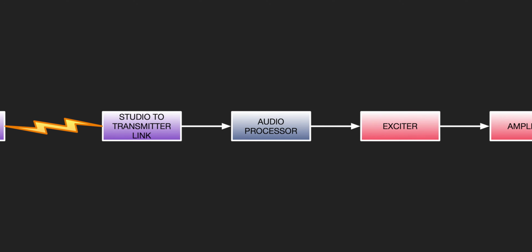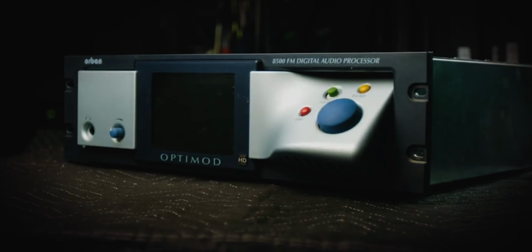Now, once the audio is at the transmitter site, we've got to do something with it. So we've got to get that audio ready to be broadcast. We feed the audio from the STL into the audio processor. The audio processor has two roles: make an aesthetically pleasing sound for the listener and constrain the audio to legal limits for the radio station.